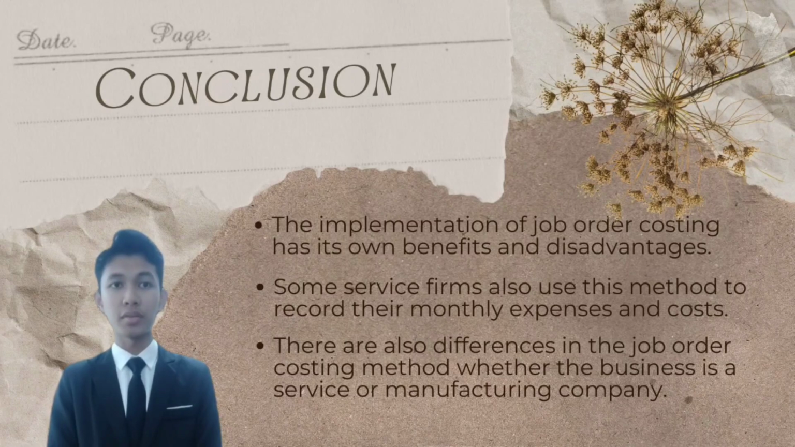The job order costing method may record the costing of a manufacturing process very precisely. However, this method may not be suitable for all manufacturing companies. Most people may think that the job order costing method is only applicable to manufacturing firms. However, some service firms also use this method to record their monthly expenses and costs. One of the main reasons some service firms apply this method is because their services are unique to each client. In the end, job order costing is a very good method in managing costs. Whether it is a manufacturing or service company, this method will help them in controlling their expenses.